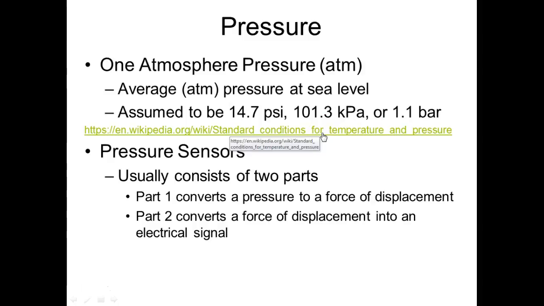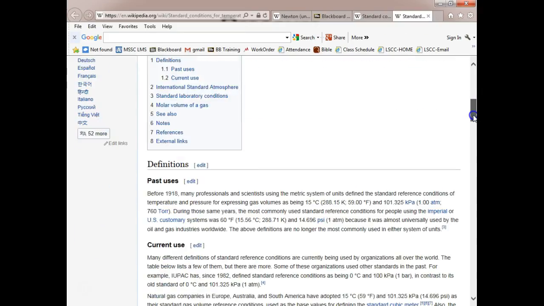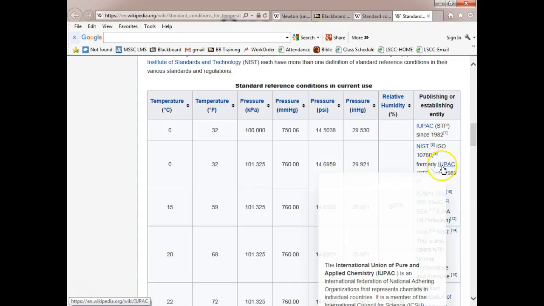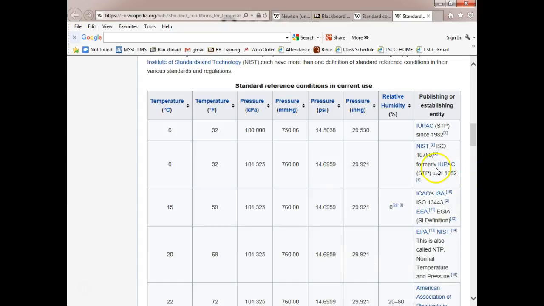So what has happened is this guy right here has changed things. Before 1982, this standard organization right here, I'll put this link up there, this is actually the International Union of Pure and Applied Chemistry. Before 1982, they used the 14.7.